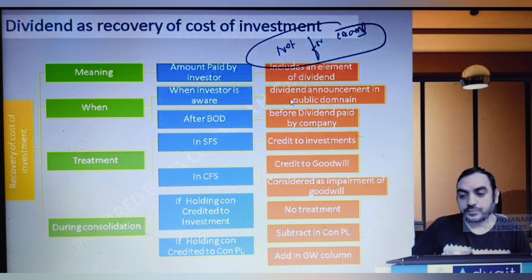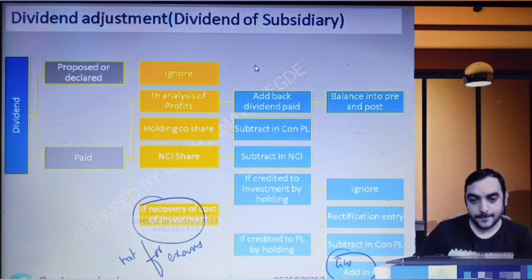Okay, hope you got it. Now, summary of all the dividend treatment we discussed so far. Dividend proposed or declared means yet to be paid. If dividend is yet to be paid, ignore. See, this is one full chart, a summary of the full last 1.5 hours of discussion. One chart only. Dividend proposed, declared, ignore.